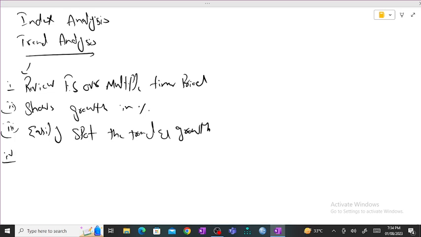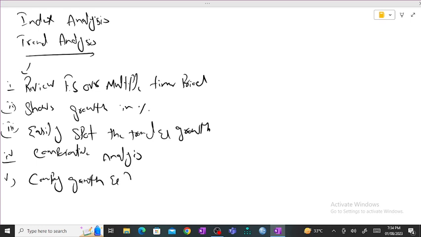It's a comparative analysis. And the last one we can add is that it shows the company's growth and financial position versus competitors.